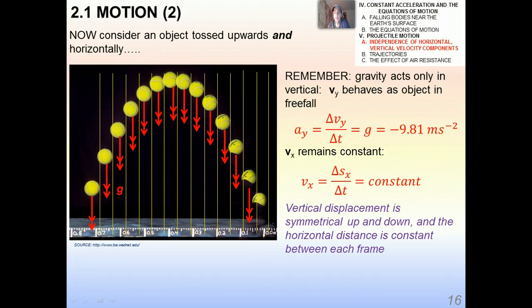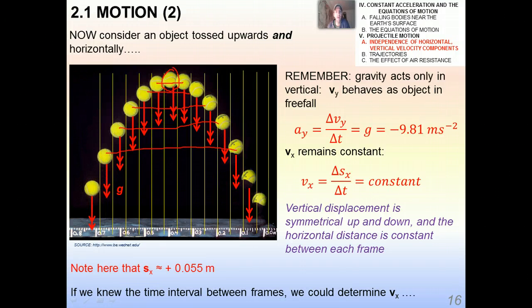I want you to notice that the vertical displacement is symmetrical up and down, and the horizontal distance is constant between each time frame. What I mean by symmetrical up and down is, if the position of this ball right here indicates the very top of its trajectory, and you draw a horizontal line between each of the balls on either side, you notice that they're more or less in the same vertical position on either side. Notice how this one is a little bit above this one, and that actually proves that in this real drawing, the ball was thrown from left to right. I'll talk about that in just a little bit.